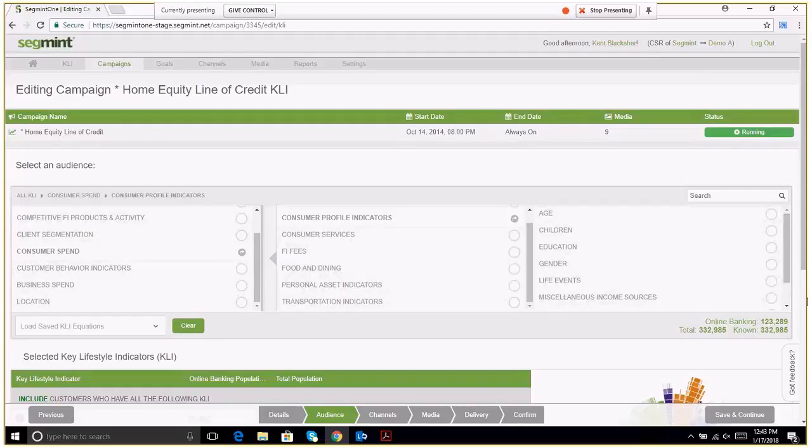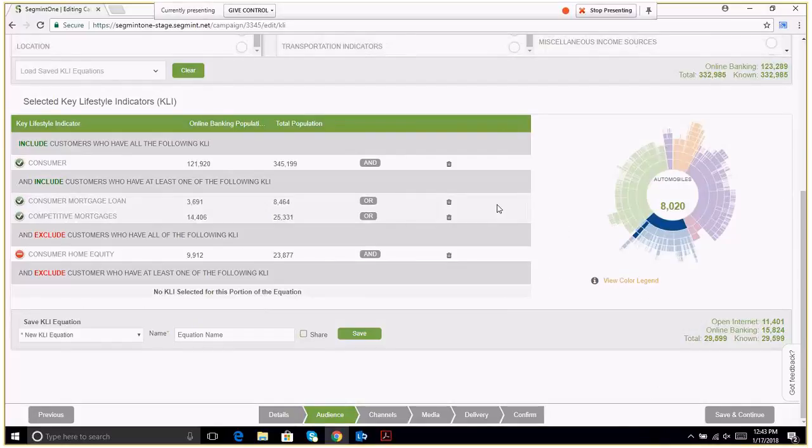I can scroll down now and see the audience they've selected for this existing campaign. And it reads just like it says in this and/or taxonomy. They're including consumer KLI individuals that are consumers, right?